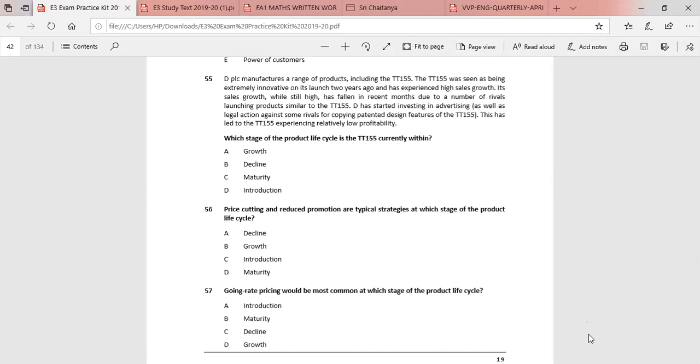This has led to the TT155 experiencing relatively low profitability. Which stage of the product life cycle is the TT155 currently within? Growth, decline, maturity, introduction. Which stage?